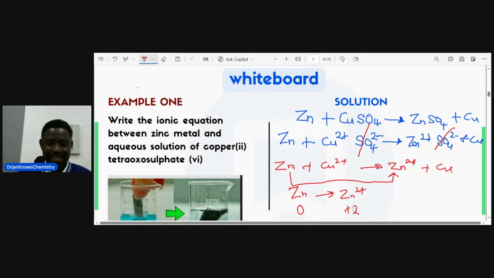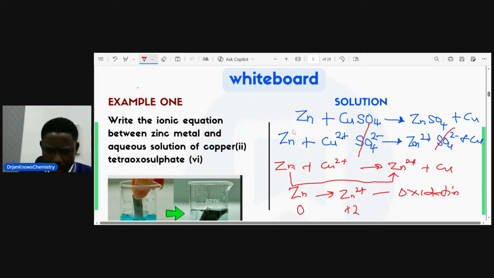Whenever you have an increase in oxidation state, that is oxidation. So this is oxidation. That means zinc has been oxidized to Zn2+. That's just what it means. Okay, if you look at copper, let me clear this.